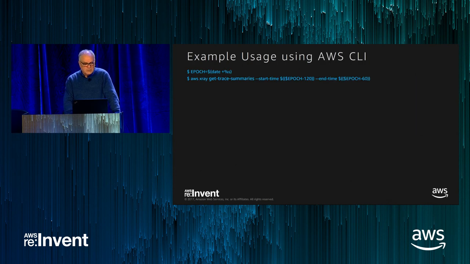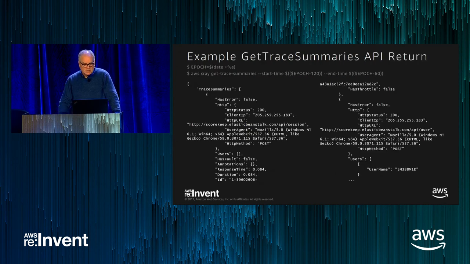So here's example usage again with the CLI. We can set our time again. And now we call the get trace summaries API with a start time of 2 minutes ago and an end time of 1 minute ago. And this is just using time. And what we'll get back is a bunch of summaries. So here's a couple of traces that came back with summary information. And you can see some of it. You know, what was the HTTP status? What was the client IP? What was the calling URL? What was the user agent? Et cetera, et cetera.